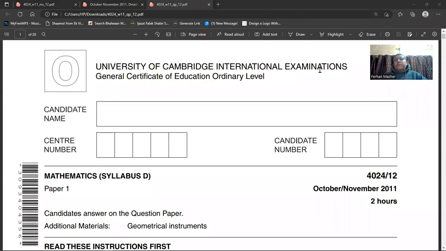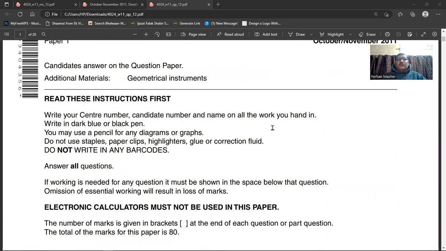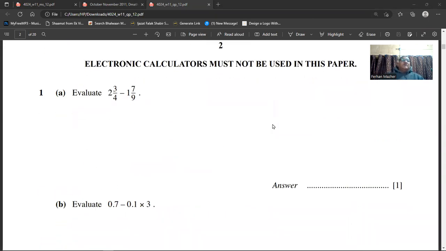So the paper is showing up on your screen. October-November 2011, paper 12, Paper 1. So let's start. Question number 1, it's A part. It says evaluate 2 whole 3 by 4 minus 1 whole 7 by 9.